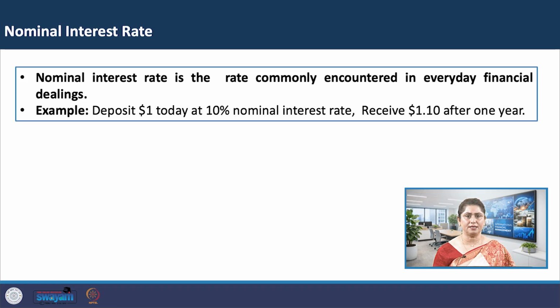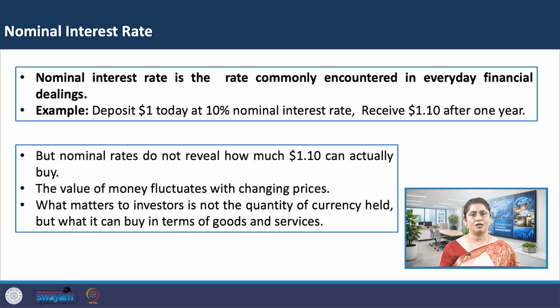Let us start with a simple example that makes the problem very clear. Suppose you deposit $1 in a bank today at a nominal interest rate of 10%. After 1 year, the bank gives you back $1.10. But here is the question. Can you buy more goods and services with $1.10 next year than you could with $1 today? The value of money changes as prices rise or fall. What matters to the investor is not how much money they hold in numerical terms, but how much purchasing power that money gives them in terms of goods and services.